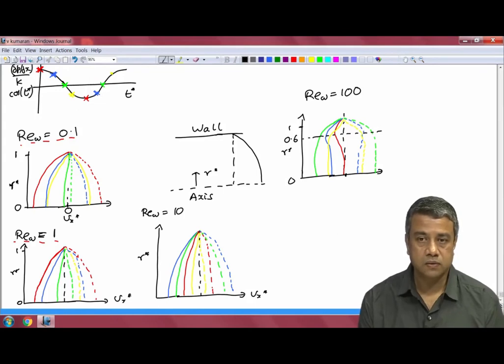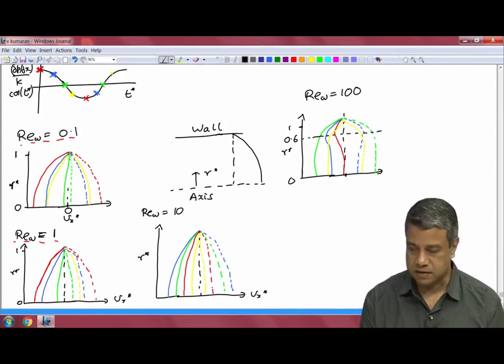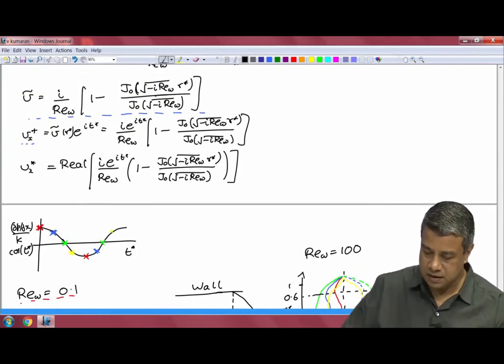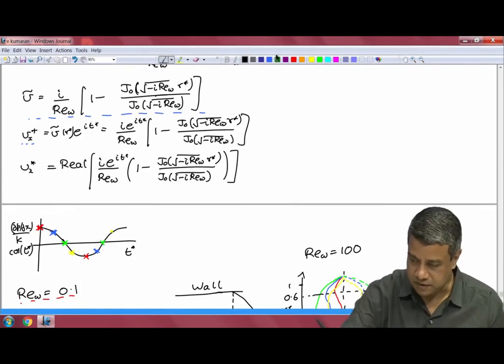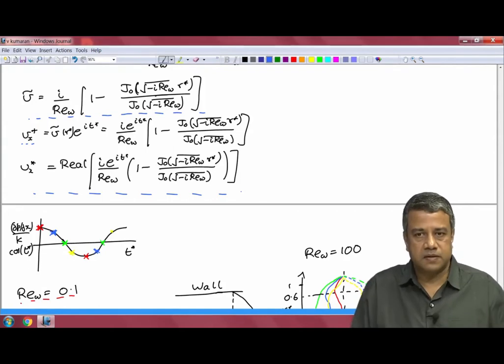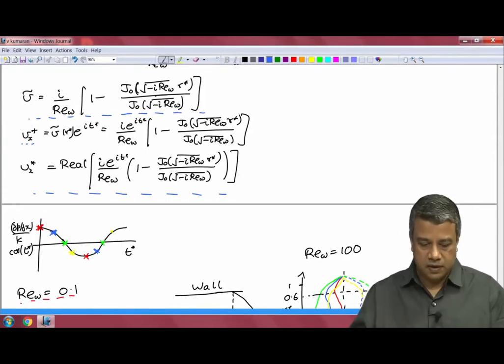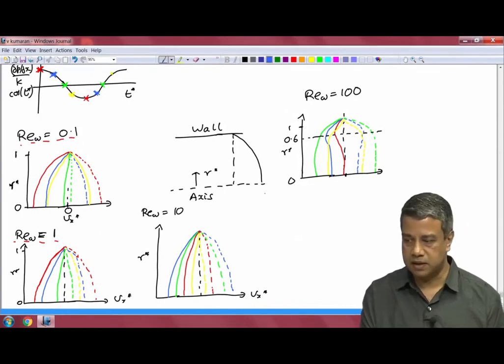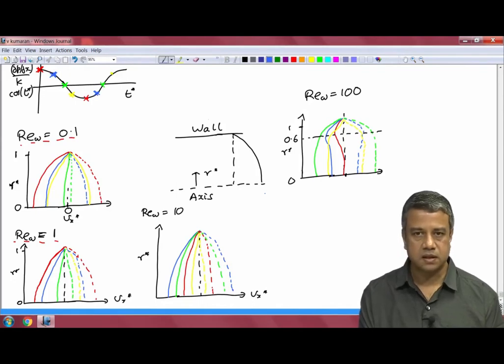So, these are the two salient features of the velocity profiles in this case. To recall, we actually managed to get a solution for the velocity profile, but it was the real part of some complex function which is a product of functions of time and position. And if we solve it numerically, we get these kinds of results. So, the question is how can we understand this?